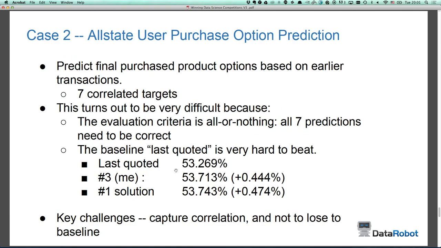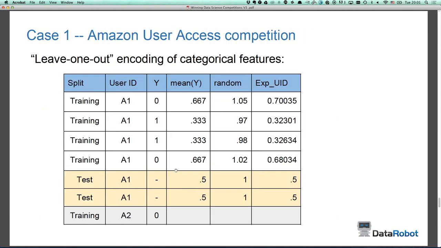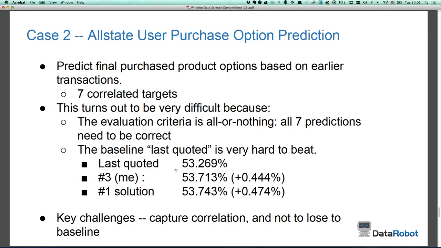So that's Amazon. The Amazon competition is a very simple data set, where you mostly just do feature engineering on anonymized categorical features, and the response is 1 or 0. The Allstate competition is unique in a different way, in that it has very structured target variables. It has 7 correlated targets.